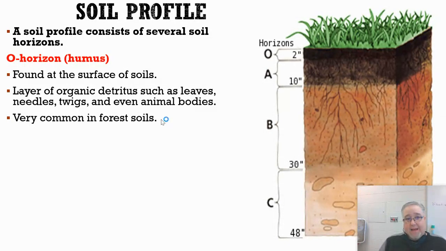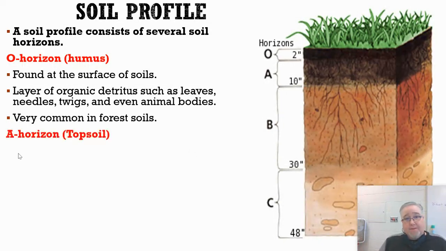In forest soils, it is extremely common, all because of all the organic matter in a forest. Some soils, for example in a desert, you may not even have an O horizon, because maybe there's no organic matter there. That possibly could be. But in this particular profile, you definitely have one.